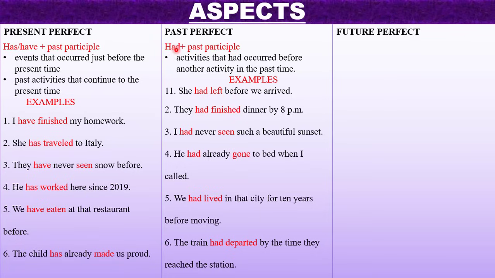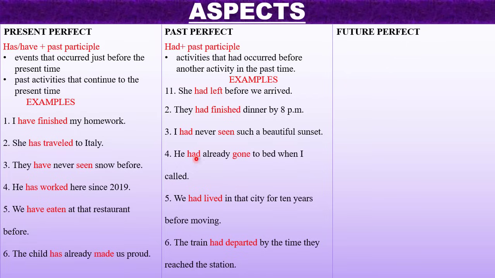This is because we used the past tense of have and then the past participle of leave. Therefore, we have had and past participle. Had left. Past perfect. If we had written has left, then we will get present perfect. They had finished dinner by 8 p.m. Had finished. Past perfect. I had never seen such a beautiful sunset. Had seen. Past perfect. He had already gone to bed when I called. Had gone. Past perfect. This talks about an activity that had occurred before another activity occurred.